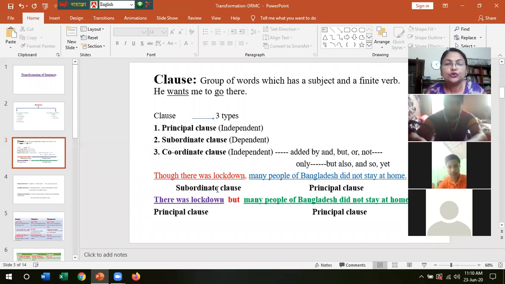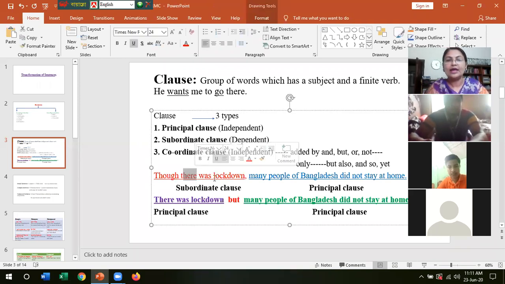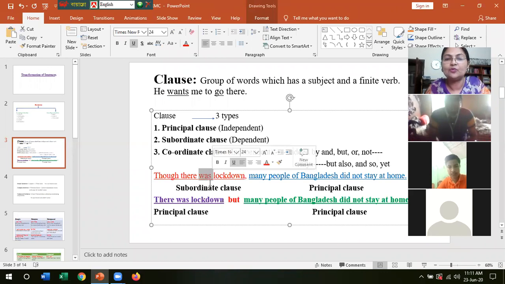Look, though there was lockdown, many people of Bangladesh did not stay at home. This is a sentence. Here I have used two different colors to make you understand. There is one part, though there was lockdown, and this is another part, many people of Bangladesh did not stay at home. The red part, in this part, there is a subject, there, and a verb, was. There was lockdown. This verb was is a finite verb because it depends on the subject there. So this is a clause.